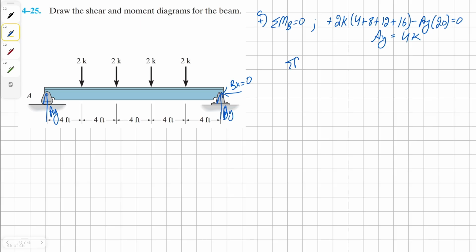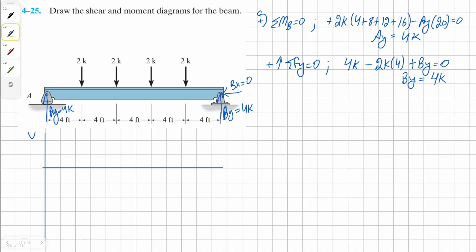And then for BY, all we have to do is sum the forces in Y direction. So we're going to have 4k, and then negative 2k times 4, and positive BY, all equals to 0. And so this BY is going to be 4k. And now we can begin drawing our shear and moment diagram.